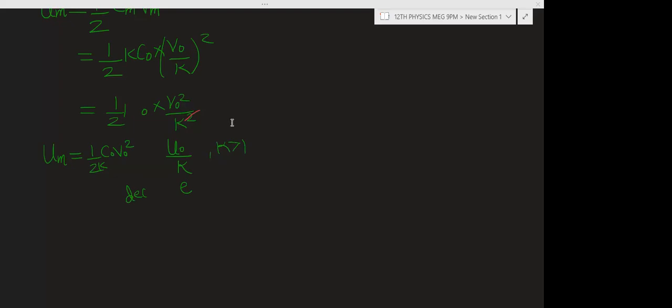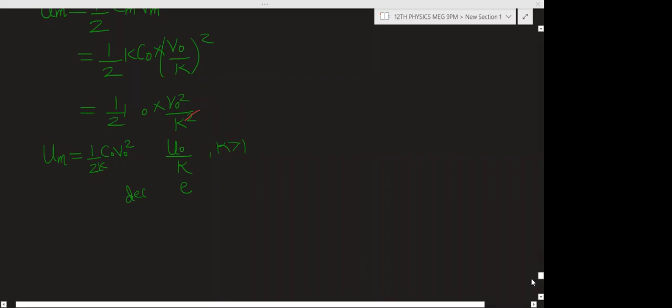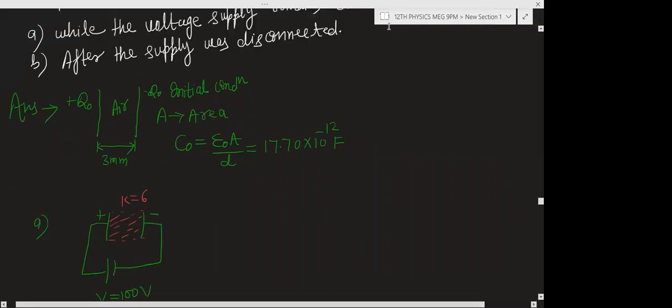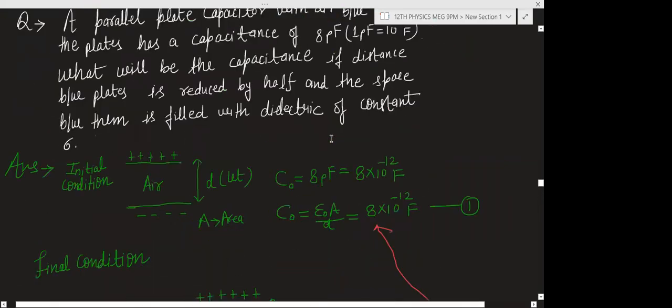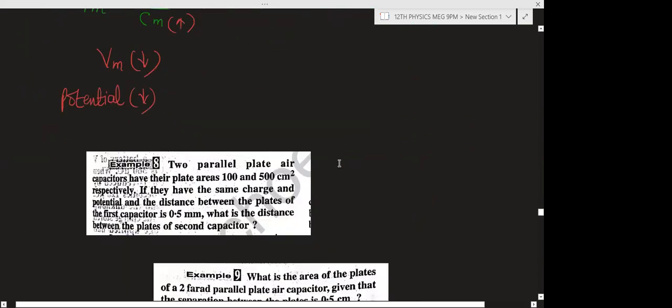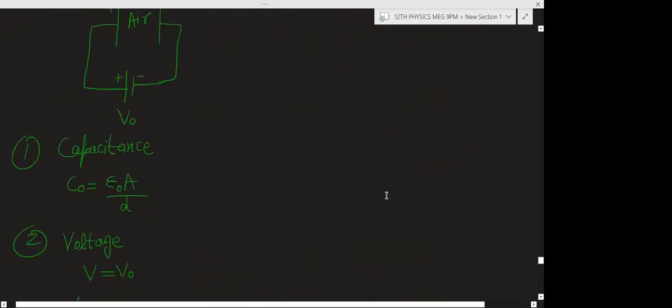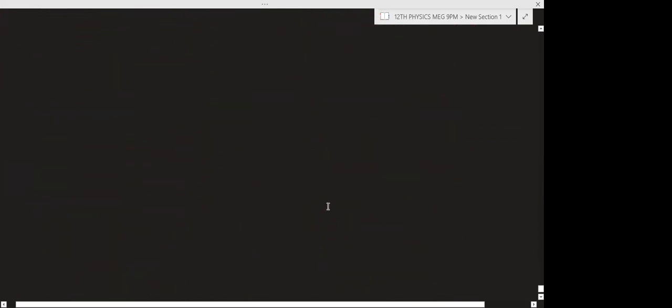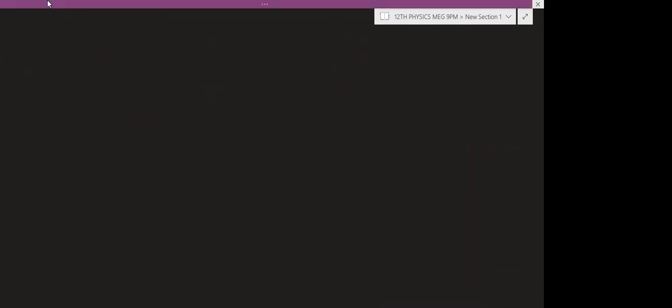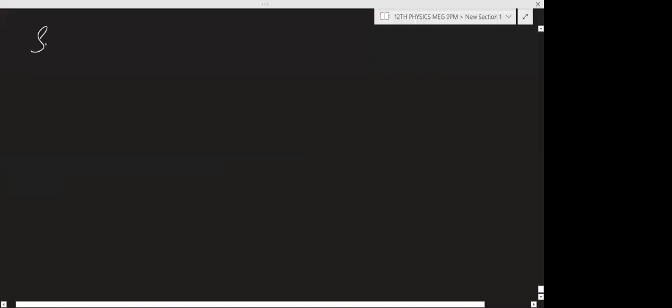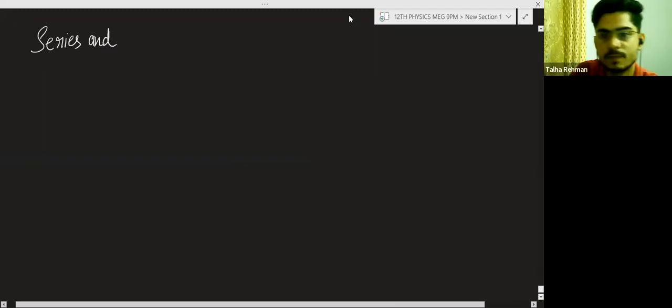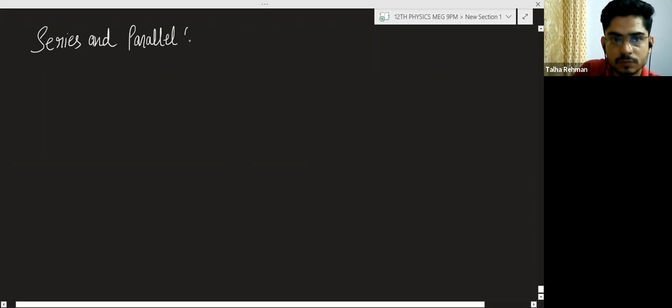Okay. So yes, in the earlier classes we have discussed the capacitor and parallel plate capacitor, and in this class we will discuss series and parallel combination of capacitors.